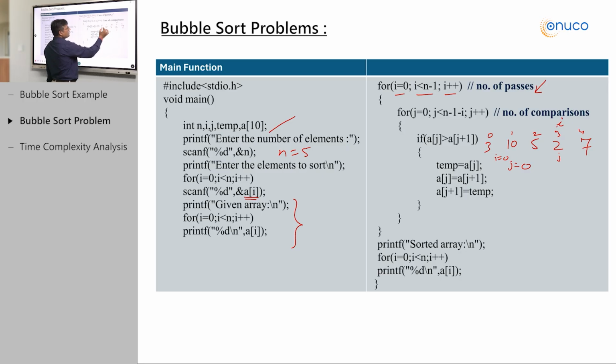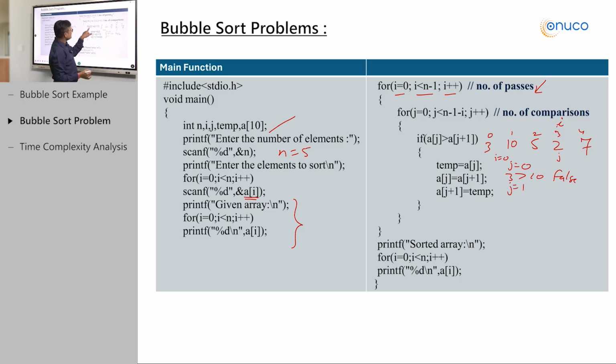We are going to compare. Is 3 greater than 10? No, it is false. If it is false, no need of swapping it. If no need of swapping, what does that mean? The j pointer will increase. j was 0, j becomes 1.